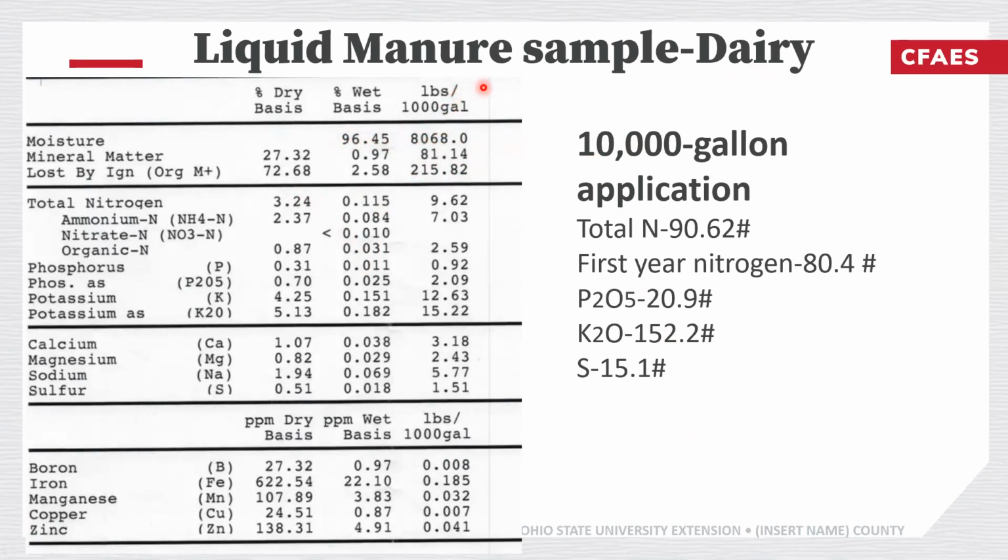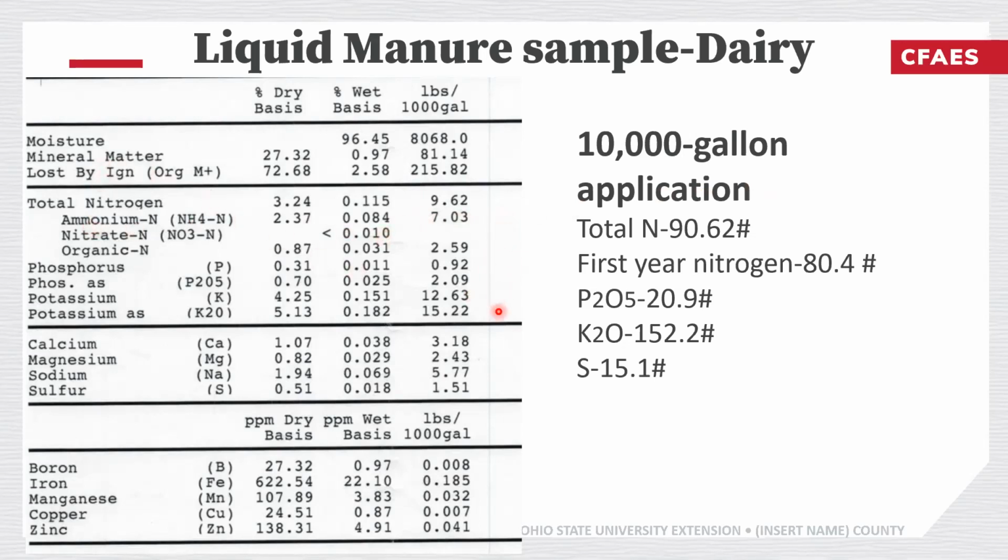So we're going to be applying that per 1,000 gallons instead of by the pound. This producer has asked for a 10,000 gallon application, which for producers that work with swine manure sounds like a lot of manure to put on per acre. But when we look down across the nutrients, this is a fairly dilute product, and we're really not over applying.